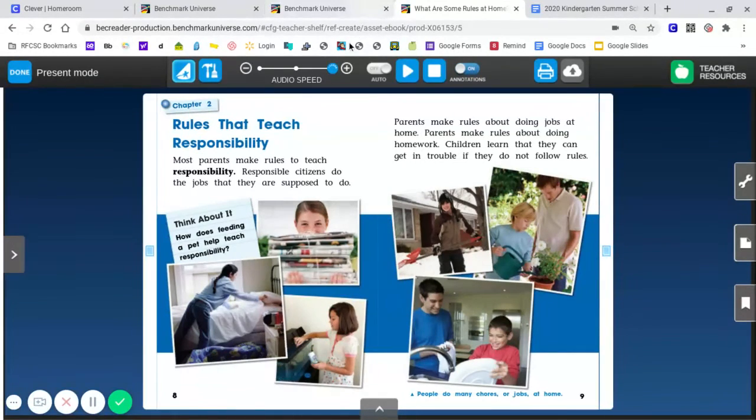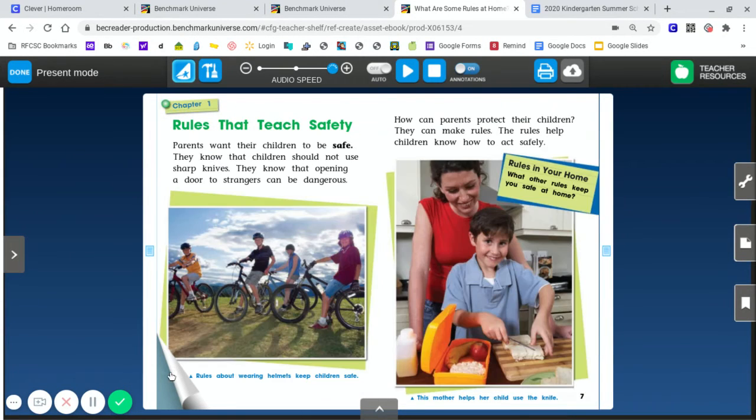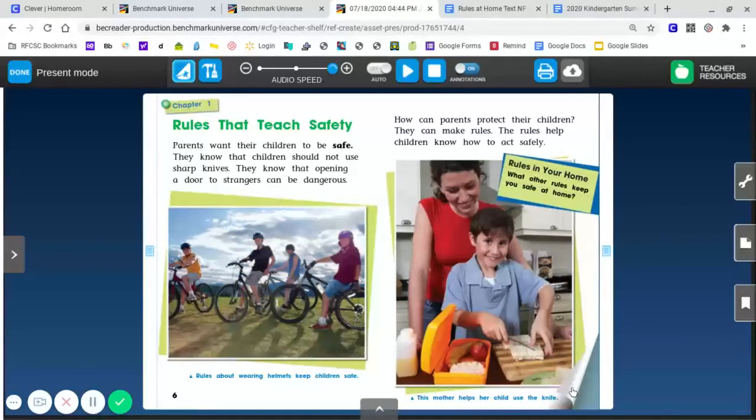All right, so we've read chapters 1 and 2. Let's go back to chapter 1 and let's discuss main idea. Looking at chapter 1, chapter 1's title is Rules That Teach Safety. So the main idea in this is going to be stated for you. So it's going to tell you exactly what the main idea is in one sentence. So I'm going to read this again to you. We're going to figure out what the main idea is.